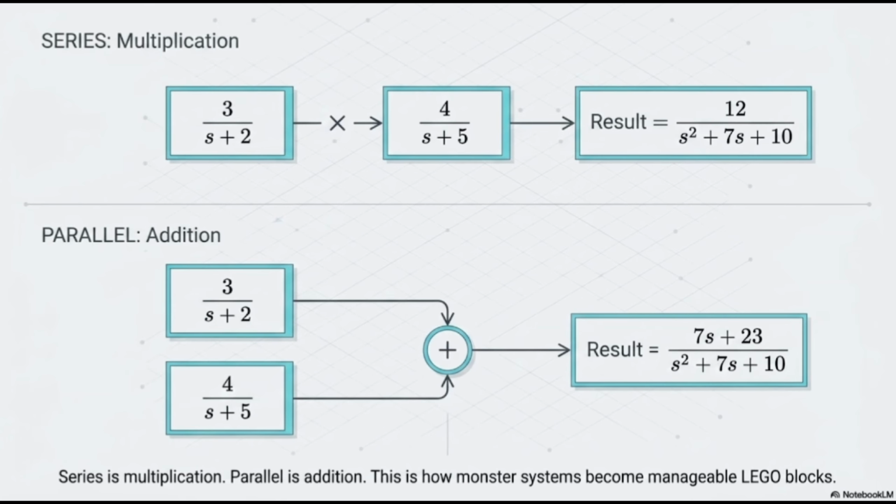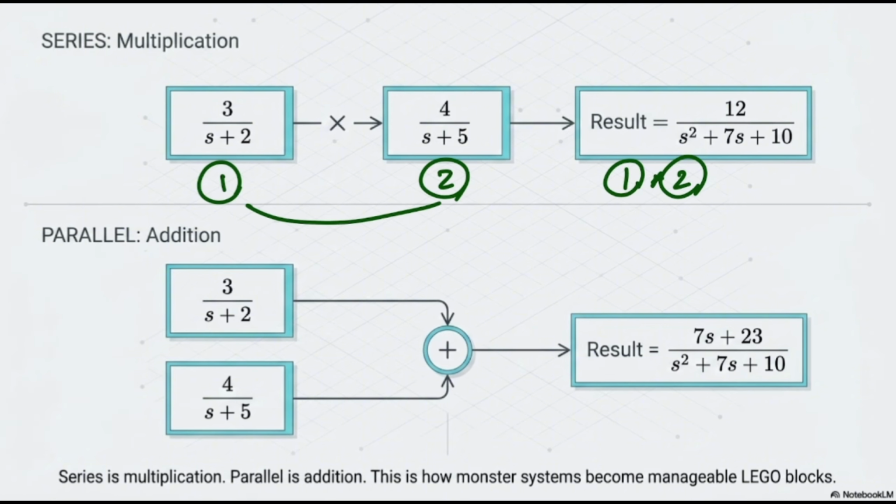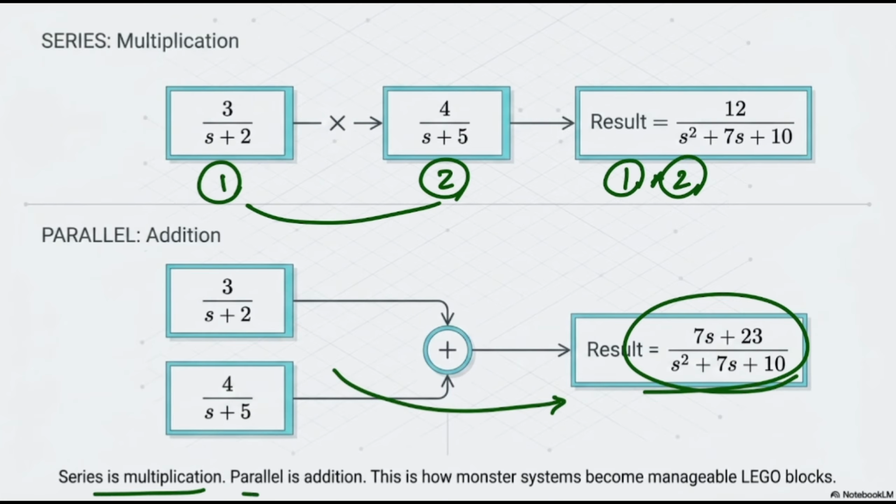As I just told you, another important feature related to the frequency domain is that if you have two systems, for example, system number 1 and system number 2, the final transfer function would be the multiplication of these two, if you have them in series. On the other hand, if you have them in parallel, the only thing you have to do is add them up. If you add them up and find a common denominator, your final value would be like this. So what we are saying is that series is multiplication, parallel is addition. This is how the monster system becomes somehow like Lego blocks.